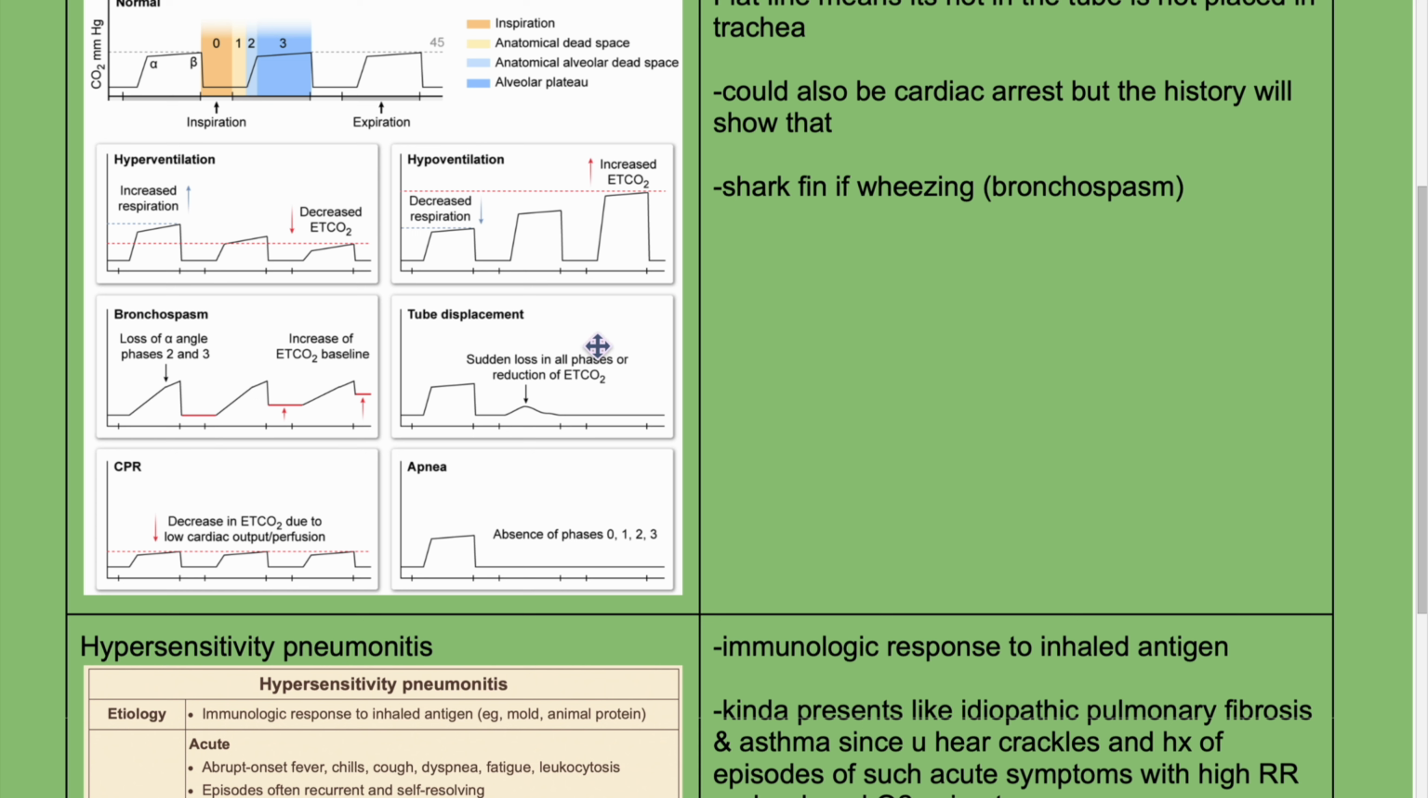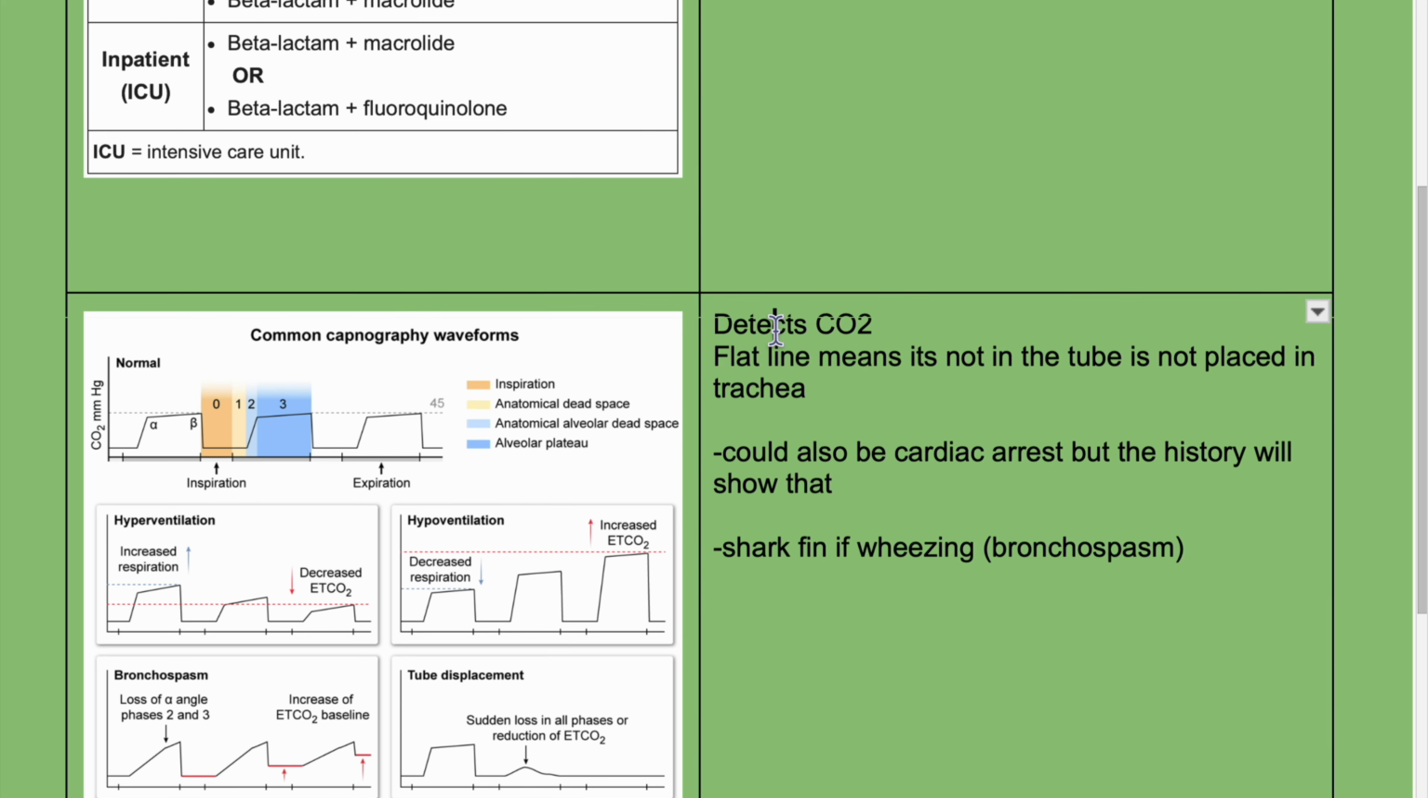So that's that. Tube displacement: initially there will be some signal while you're placing it, then a sudden loss in all phases or reduction of EtCO2, endotracheal CO2. CPR: if you're giving CPR, it's going to be a low amount, but you will detect it, so there is a decrease in EtCO2 due to low cardiac output and perfusion. And then there is apnea: you'll see nothing, absent phases 0, 1, 2, and 3.